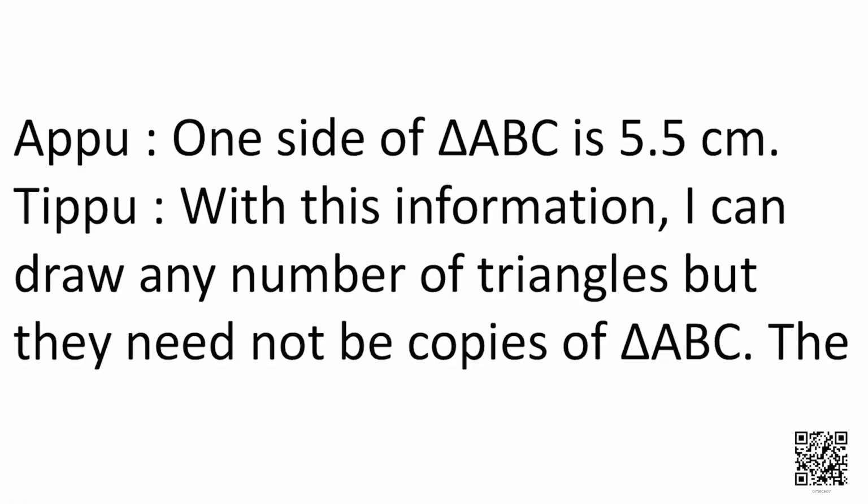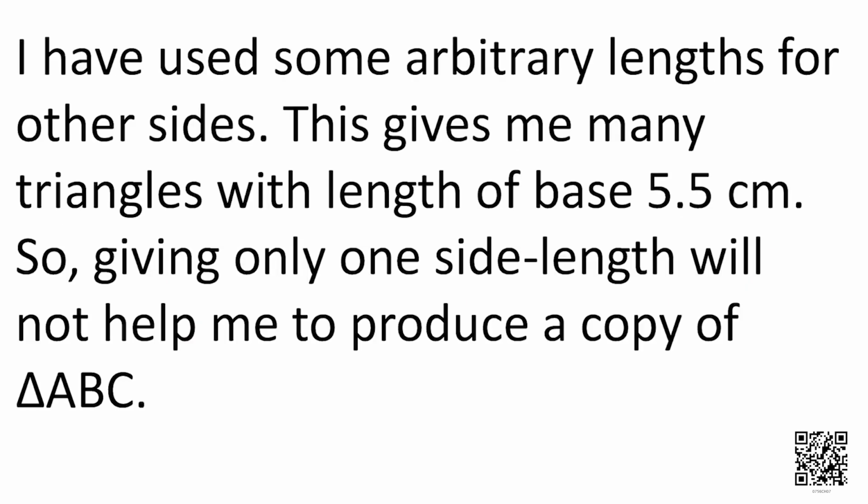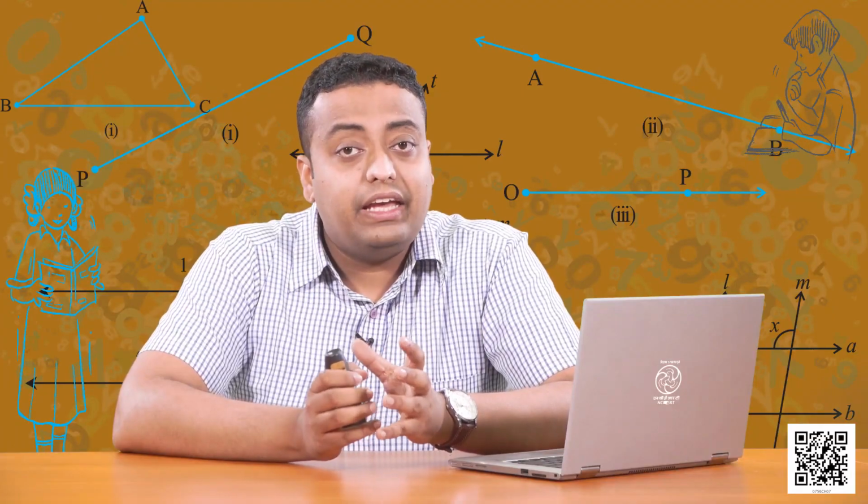Appu says that one side of triangle ABC is 5.5 cm, and Tipu replies that with this information he can draw any number of triangles, but they need not be copies of triangle ABC. The triangle Tipu draws may be obtuse angled or right angled or acute angled. For example, you can see these. Tipu has used some arbitrary lengths for the other sides. This gave him many triangles with base length 5.5 cm. So giving only one side length will not help Tipu to produce a copy of triangle ABC.